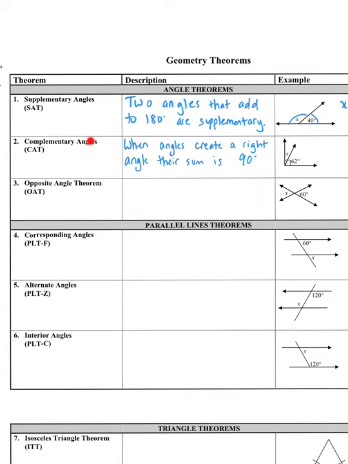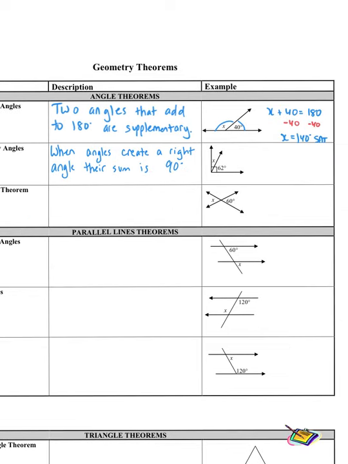The complementary angles theorem, or CAT for short, states that when angles create a right angle, their sum is 90 degrees. Looking at this example, we have a 90-degree angle that is split into two angles, X and 62 degrees.